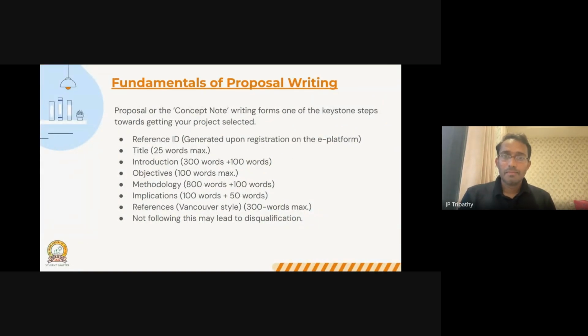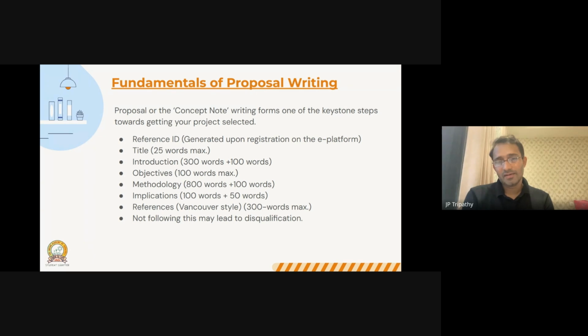The most important part you should focus on now is the concept note or the proposal, after you have finalized your research question or your title. And these are the components of your research proposal, which you have to draft and submit online. You will get a reference to register on the online platform. Then comes the title.